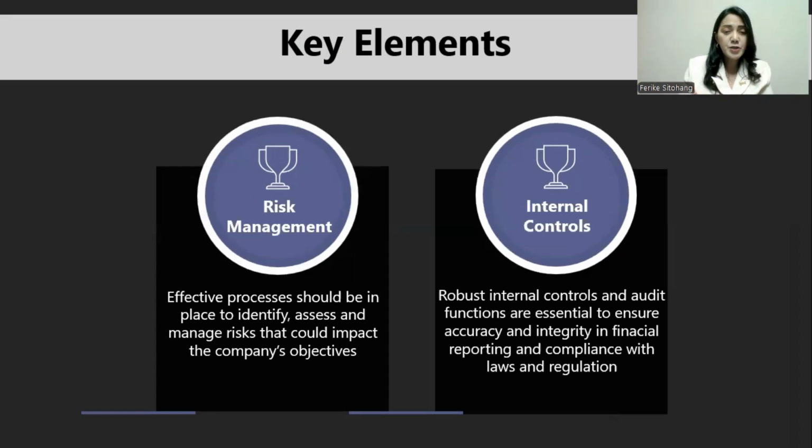And then you have to make sure to implement risk management. Effective processes should be in place to identify, assess, and manage the risk that could impact the company's objectives. And next is internal controls. A robust internal control and audit function is very essential to ensure accuracy and integrity in financial reporting and compliance with law and regulation.